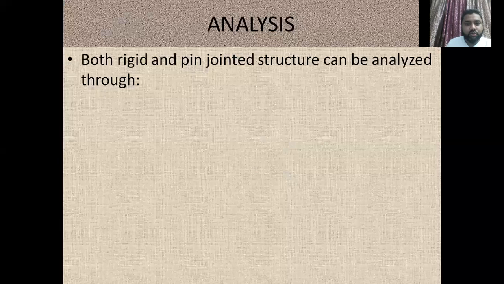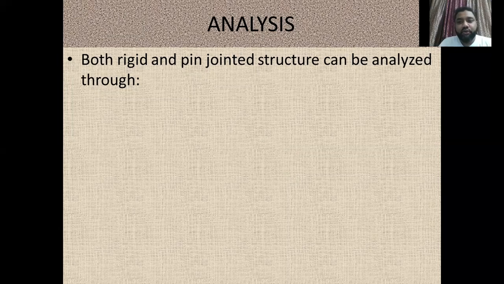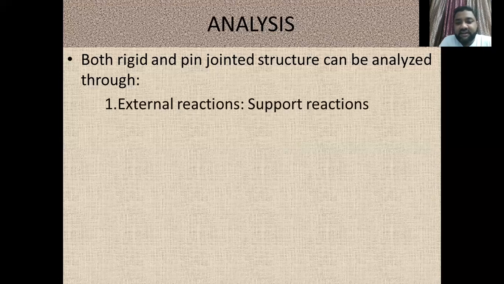Okay, so now I'm coming to the analysis part. What we will do basically, both the rigid and the pin jointed structure can be analyzed in two ways. One is the external reactions, that is the support reactions. External reaction for any structure is nothing but the support reactions.